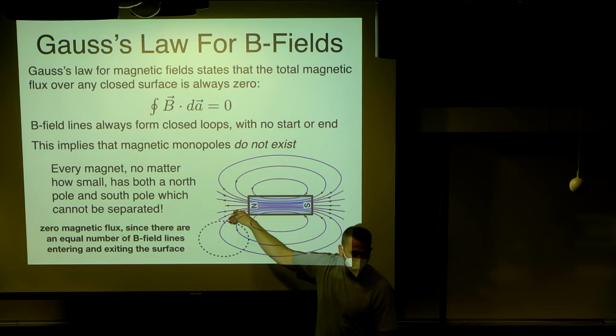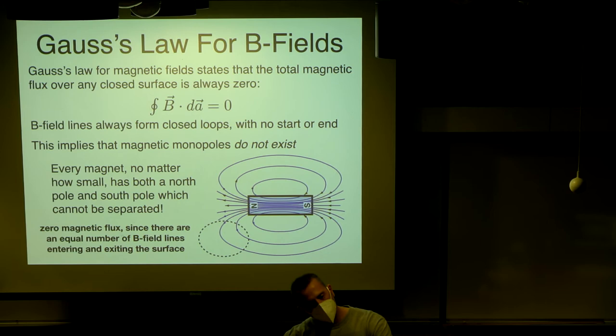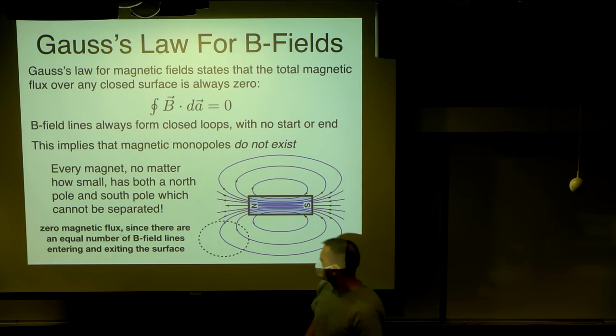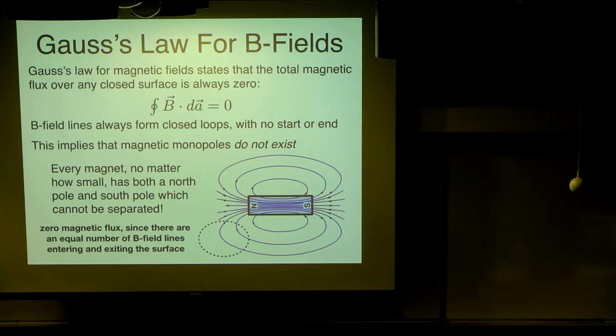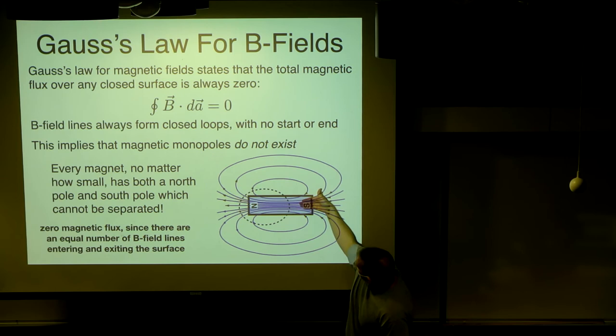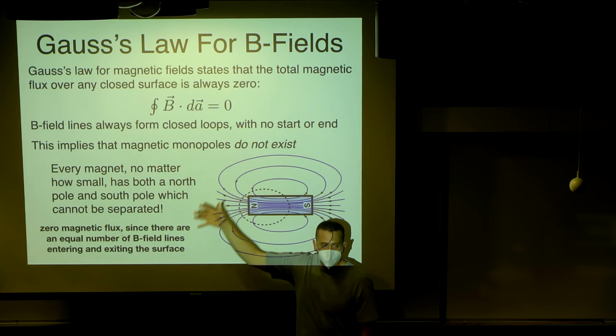The lines going into the surface, we consider negative flux. Lines coming out, we consider that positive flux, if you recall. So overall, we have zero total flux. Lines are just coming in and then going right back out, right? And notice if I move my surface somewhere else, like, you know, put it right around the north pole of the magnet, let's say, it's still the same deal, right? I have a bunch of lines coming in this way, but then immediately exiting this way. So the total flux is still zero.